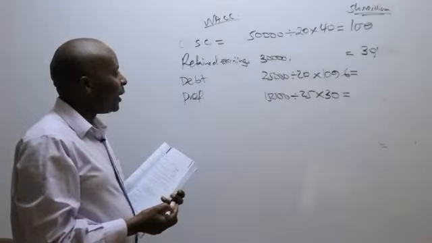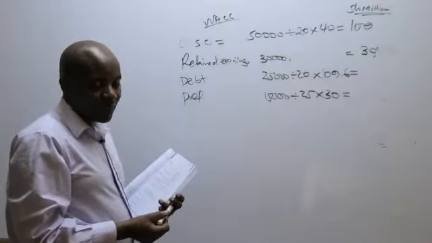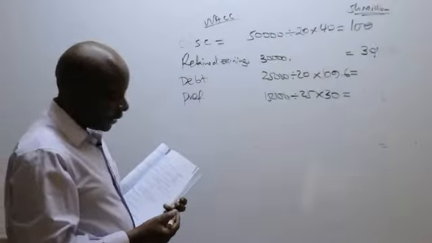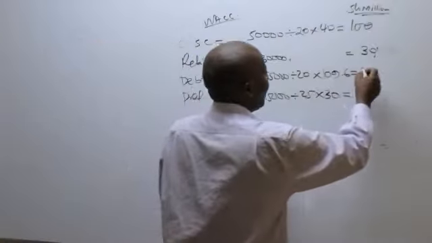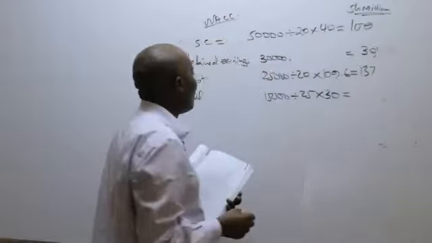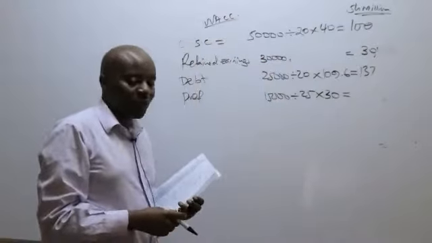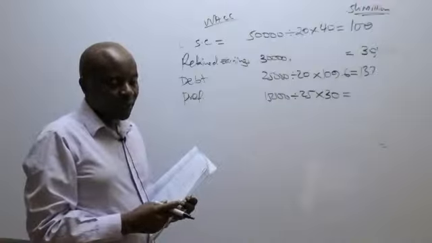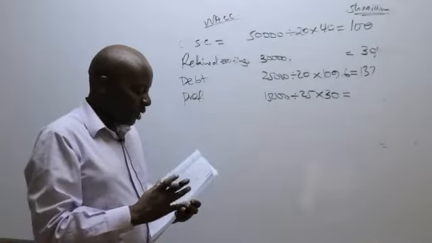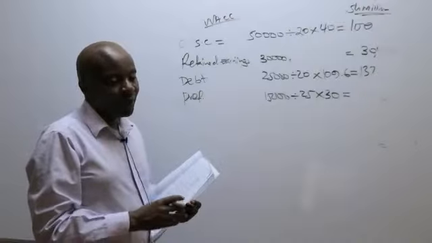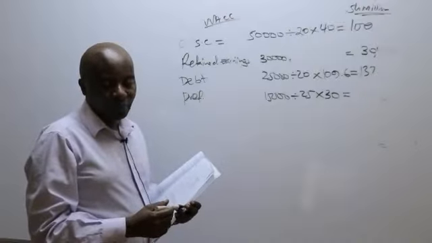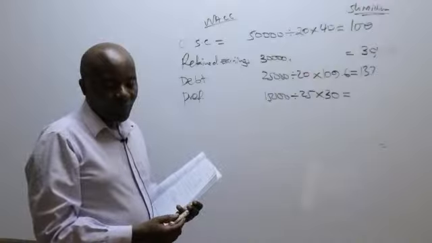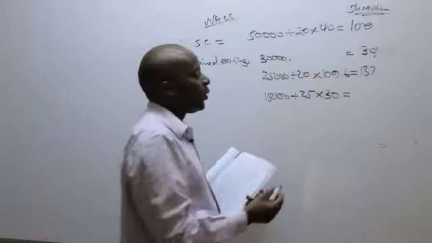How about debt? What do we have here under debt? 137,000, so 137. Thank you very much. I've decided to work without the zeros. How about preference? Yes, preference 18. Thank you very much.